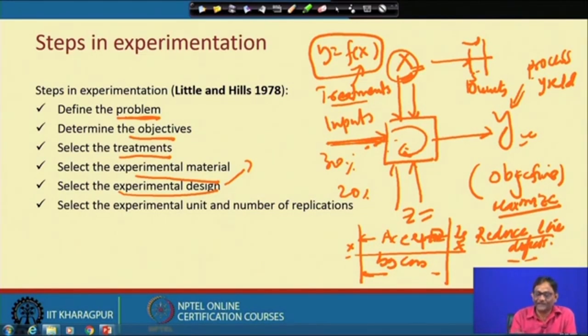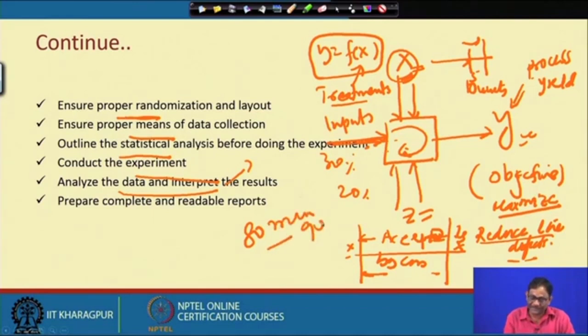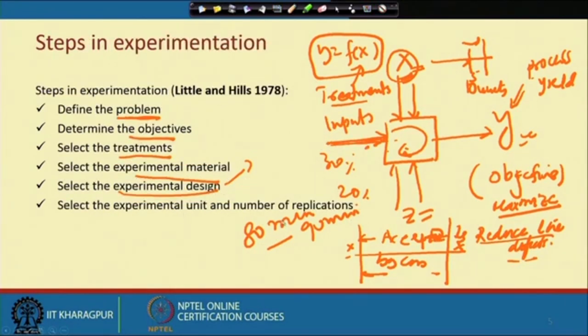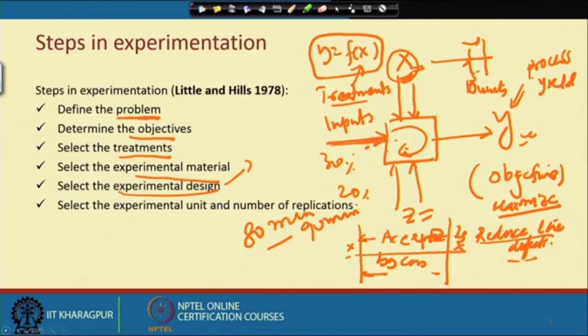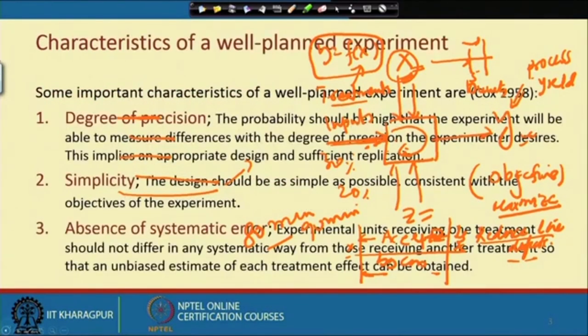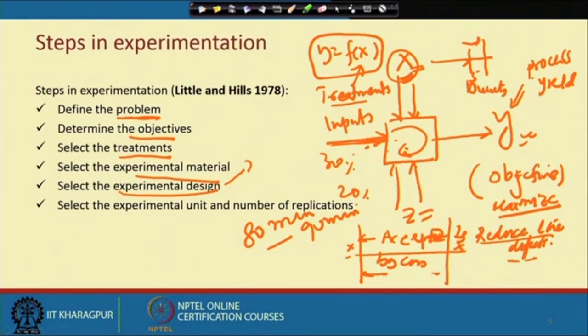For example, the reaction time in the earlier example we have given is varying from 80 minutes to 90 minutes in the chemical reaction process case. But someone may choose three levels for that particular factor. Similarly, for temperature, you may choose 170 to 180, or you may choose 150, 170. There are different levels, and those things will be discussed later on.